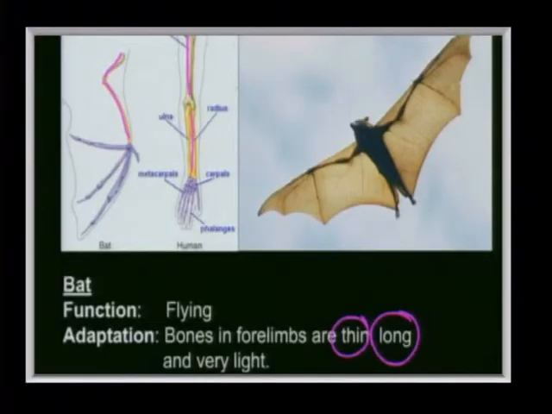The advantage of it is that it is lighter. Secondly, the fact that it is long means that the wingspan of this bat will be enlarged, which makes it a more effective flyer. And then, of course, these bones are very light, again making it very light. In other words, the total mass of the organism will then be less, which makes flying much easier.